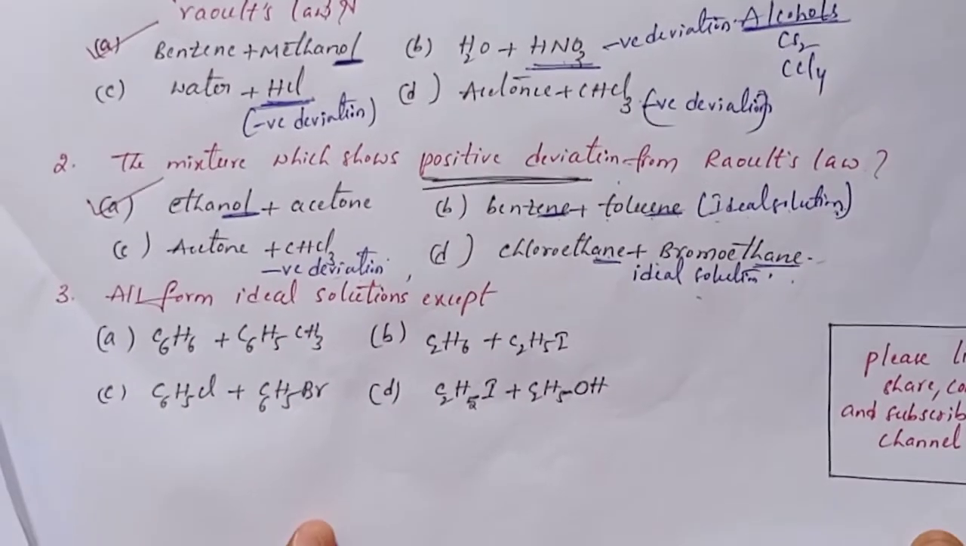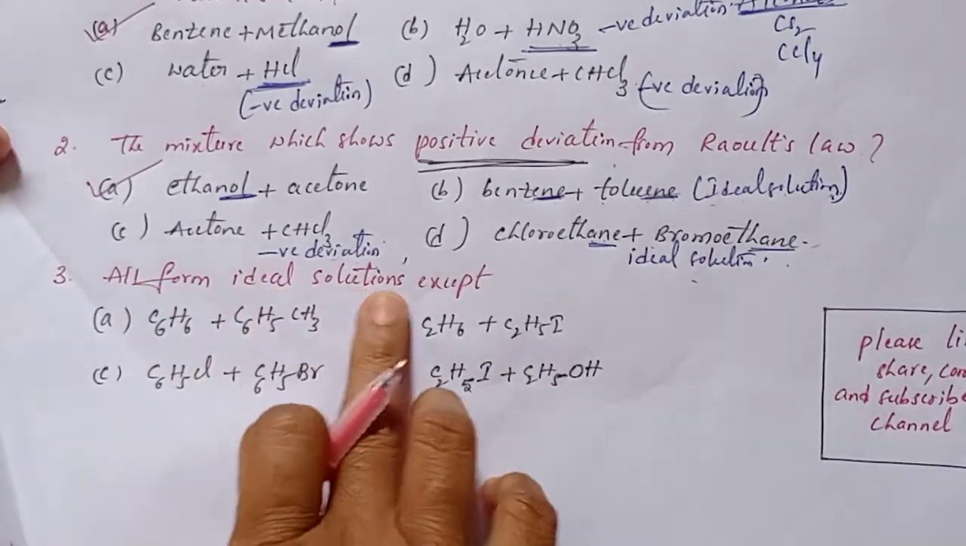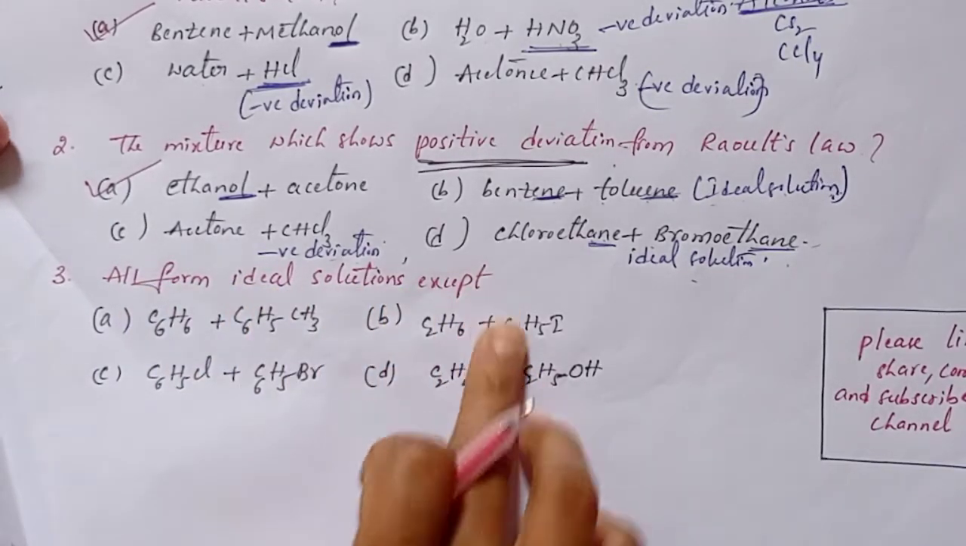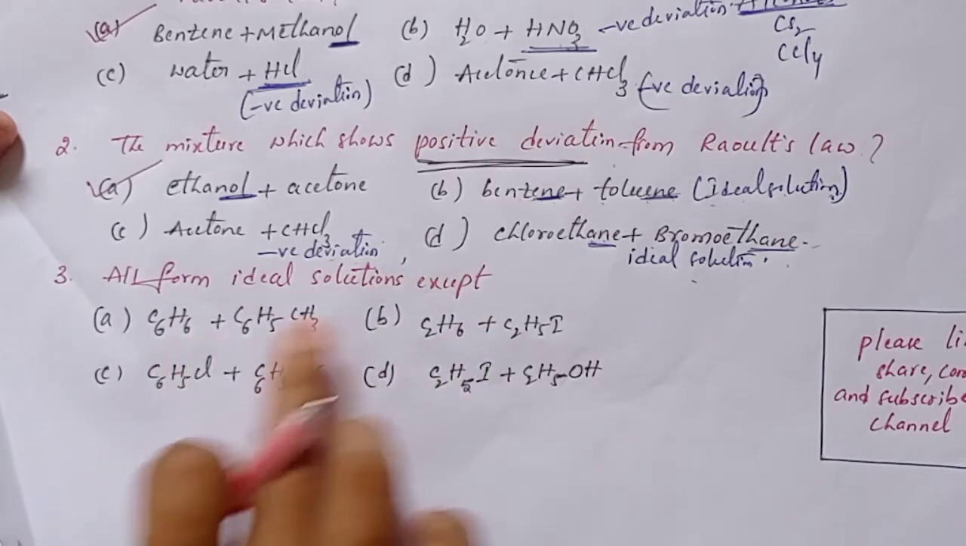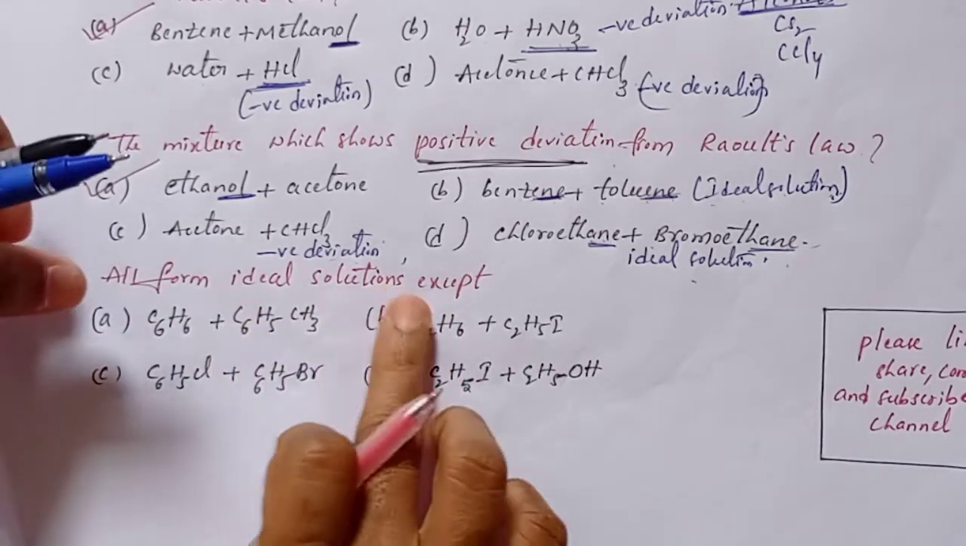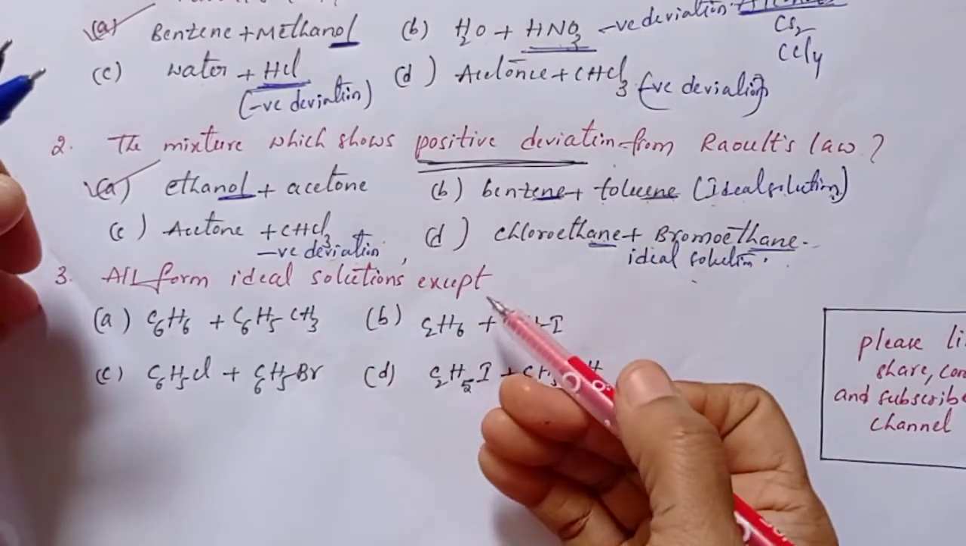Now the third example, students. All form ideal solutions except which one? Here, four options are given. All form ideal solutions except which is not showing an ideal solution, is what is asked.